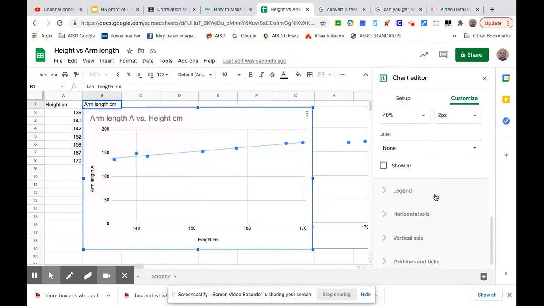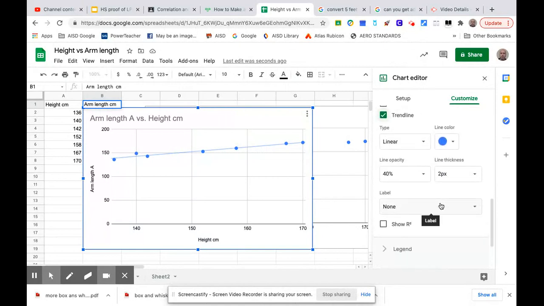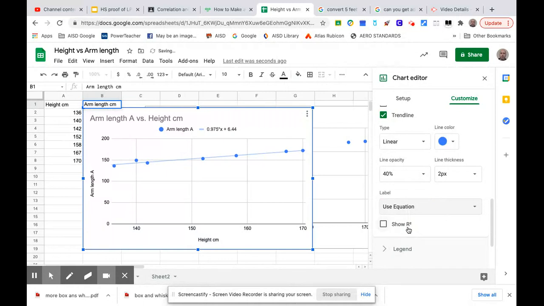So we're going to scroll down a little bit more. We're going to click label, use equation. So we actually have an equation of that blue line, 9.75x plus 6.44. We have a slope and a y-intercept. And we're going to look at the last thing, because if you notice, all of the points are not on this line. We kind of drew a best line through it. The question is, how well does all this data fit near the line?